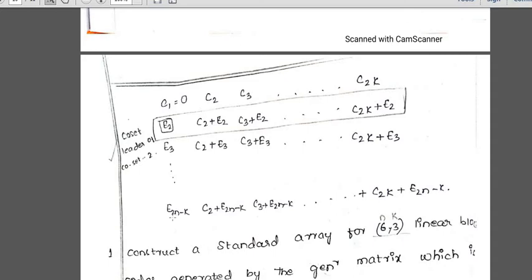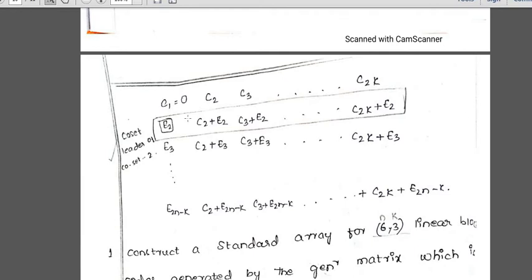Similarly, you again add the coset leader with the second code word and complete this column. Again you add the coset leader with the third code word and complete this column. This is how your complete columns will be obtained. That's the reason we call it a standard array. You will get an array of code words over here.